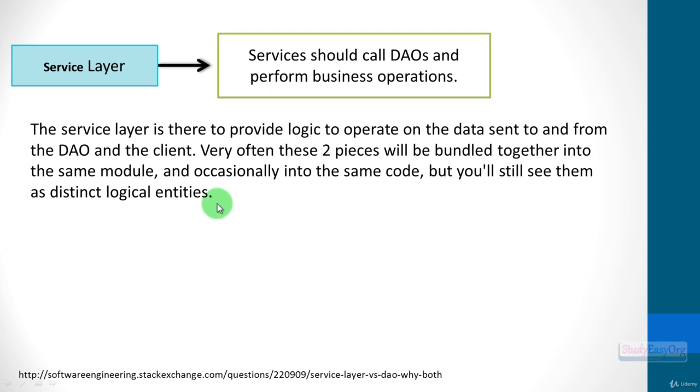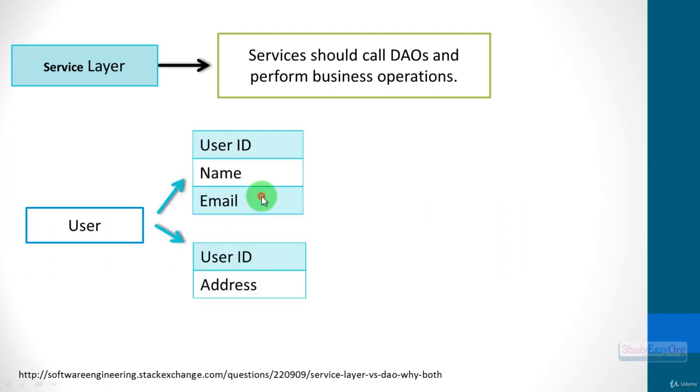Service layer. Now let us check this statement. The service layer is there to provide logic to operate on the data sent to and from the DAO and the client. Very often these two pieces will be bundled together into the same module and occasionally into the same code, but you will still see them as distinct logical entities. Are you able to understand anything from this? Yes, this is a little tricky, but don't worry. We will check an example which will give you an overall idea of why and where and what is the objective of service layer.